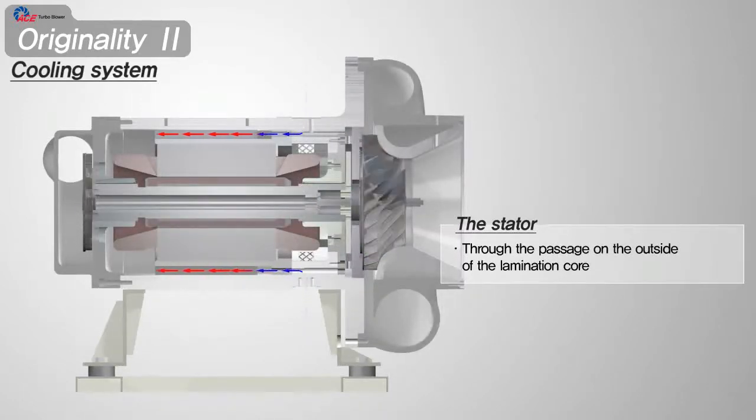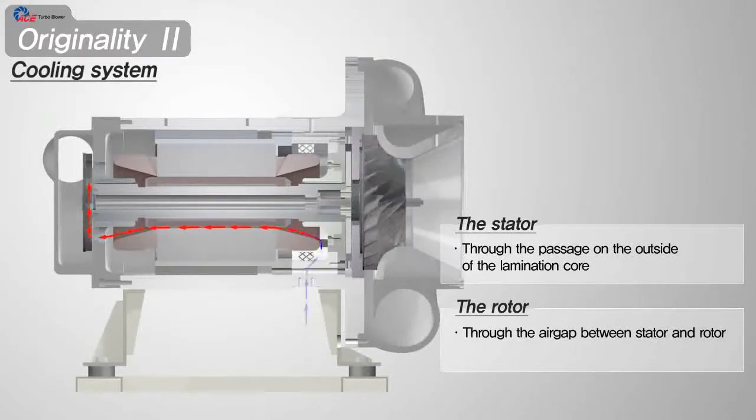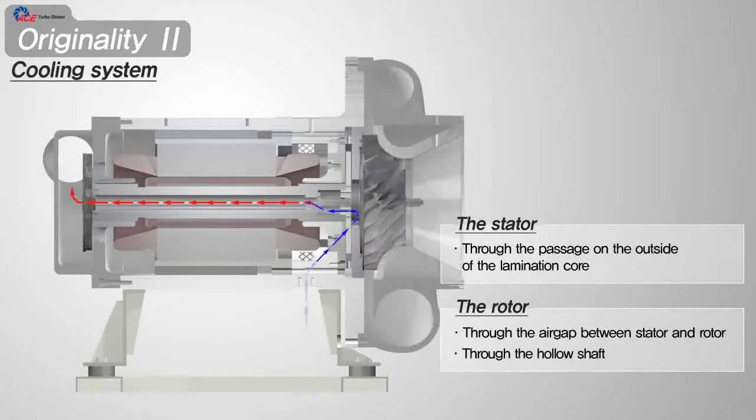The stator has the passage of the cooling air on the outside of the lamination core, and the cooling fan discharges the cooling air to the outside of the product. The rotor induces the cooling air through the air gap between stator and rotor using the cooling fan. Simultaneously, the cooling air flows inside of the hollow shaft. Because Ace Turbo blower is cooling the rotor using 2 cooling lines, the cooling effect of the rotor will be maximized.